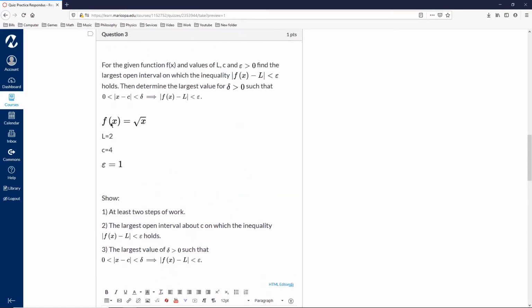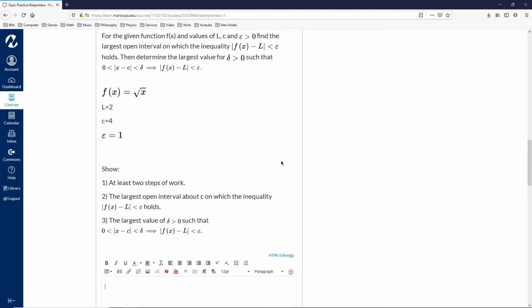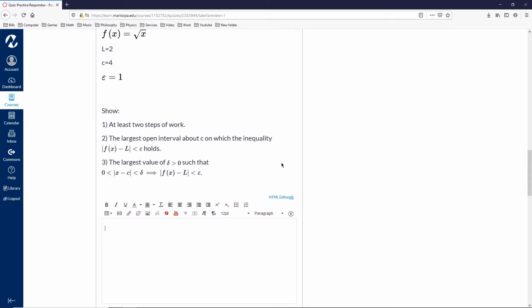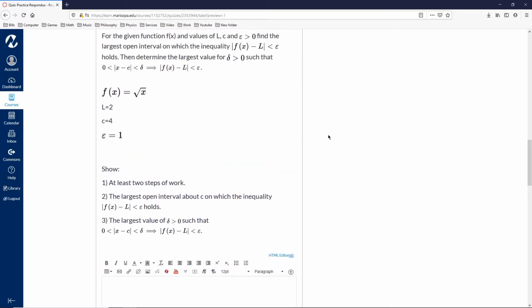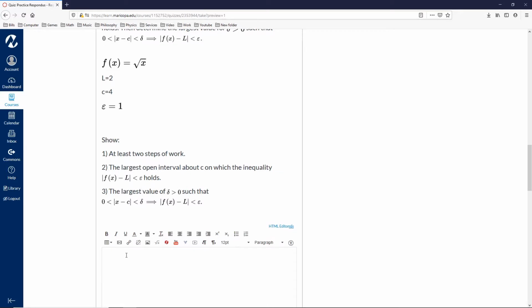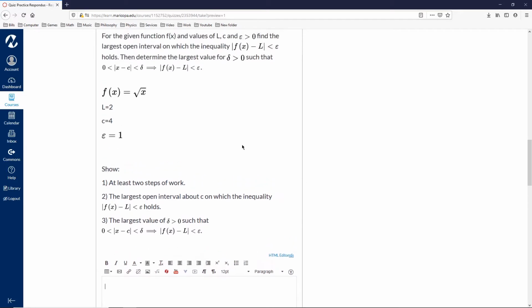And here's a problem you've done before. And I want to show you what I'm hoping will happen here. And so I have the criteria here to show at least 2 steps of work. And then these were the questions you had for MyMathLab. What's the largest open interval about C? And then the largest value of delta that will put that centered interval in there. So what I'm hoping here is that you will just insert your work as you would do it.